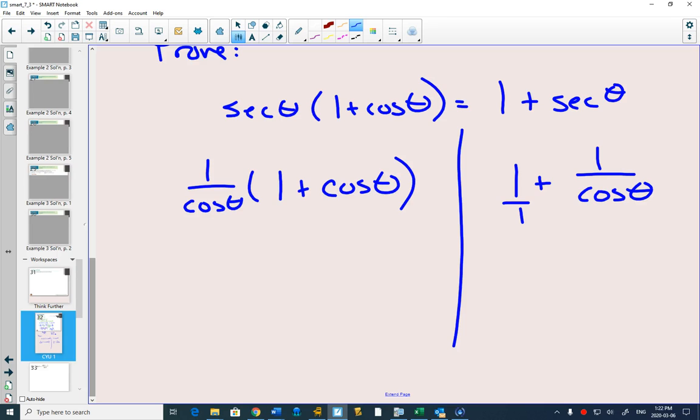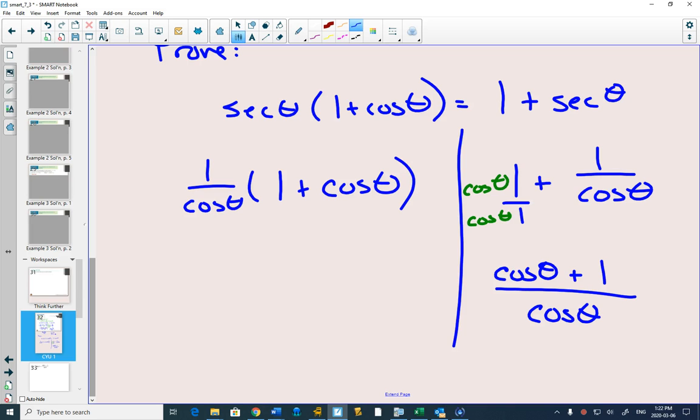This is 1 over 1 plus 1 over cos. I would need a common denominator, so I'd multiply this by cos and this by cos to get a common denominator, and then I could add the tops. That's now a single fraction, okay?